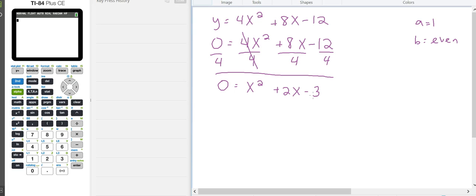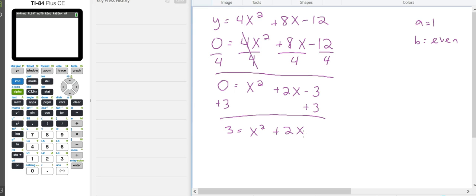Whenever we're using completing the square, we want the constants on one side and the x squared and the x term on the other side. 0 plus 3 is positive 3. 3 is equal to x squared plus 2x. We need to find some way to rewrite the right-hand side of the equation, the side of the equation with the x and the x squared. We need to rewrite that as a perfect square trinomial. A trinomial that will have two of the same factors.